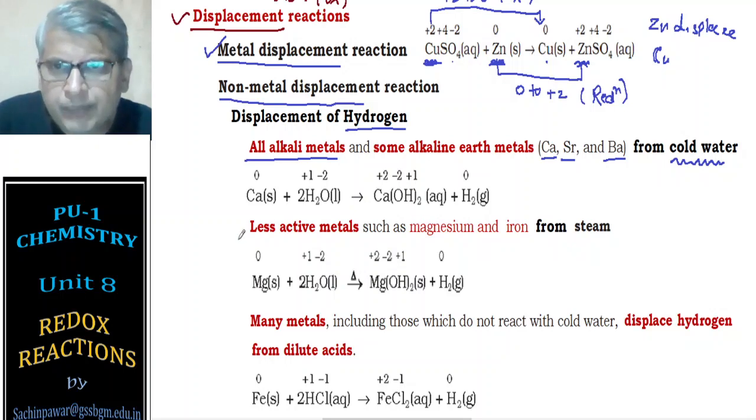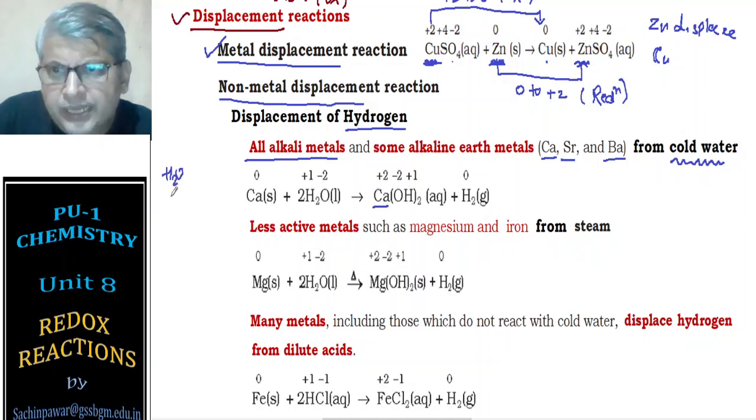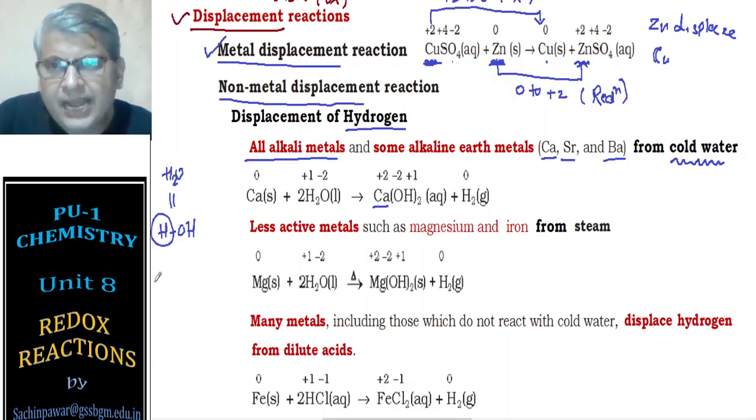Just to give an example here, when solid calcium is put in cold water, you see what is happening. The calcium is displacing hydrogen from water. The place of hydrogen in water is taken by calcium. H2O, you know, H2O is actually HOH. So the hydrogen atom is getting replaced by calcium.